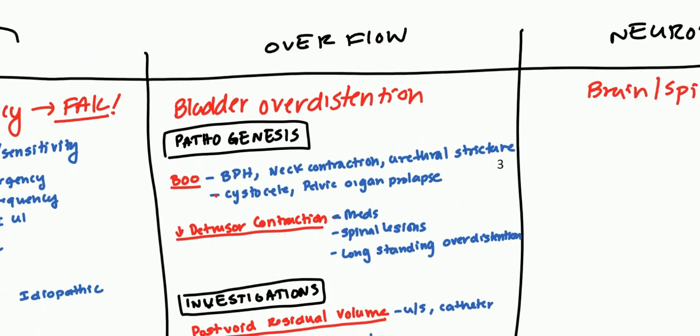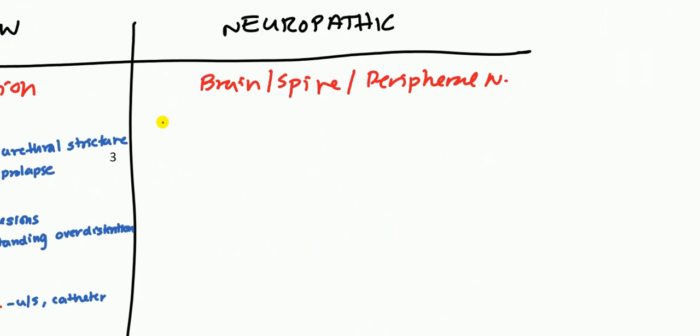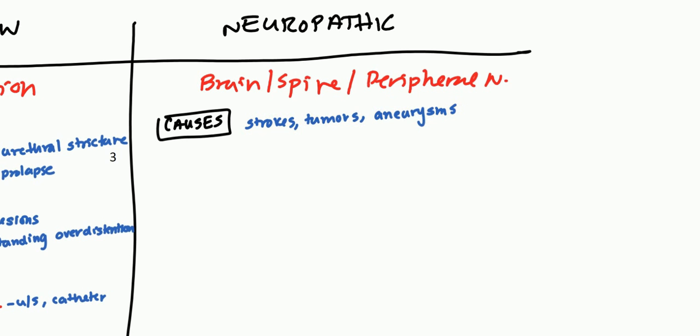So the final cause here is going to be neuropathic, which we already mentioned is due to any type of problem that's originating from either the brain, spine, or peripheral nerve. Different causes, more specifically, can be strokes, tumors, and aneurysms. These are pretty straightforward. You can also think of hemorrhage, and we also know multiple sclerosis can cause that. Spinal cord lesions, you're primarily going to be looking at cauda equina syndrome, which is when there's compression in the cauda equina area.